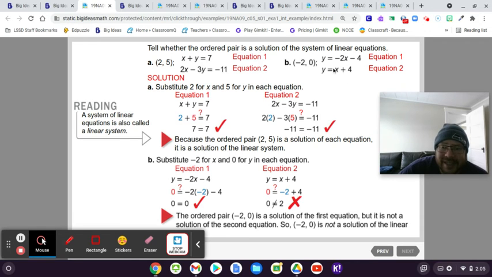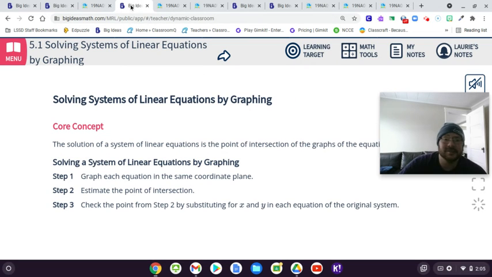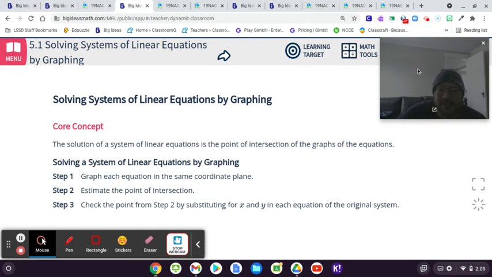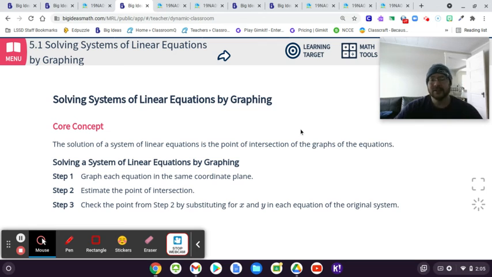So to solve something like this, if it doesn't give you points to plug in and try, you don't want to guess, because that's going to take forever. The way you're going to solve these systems of equations is by graphing. That's what 5.1 is anyway. For 5.1, graphing on Desmos works really well, or a graphing calculator if you have one, or just good old-fashioned paper and pencil. Make XY tables and graph them.